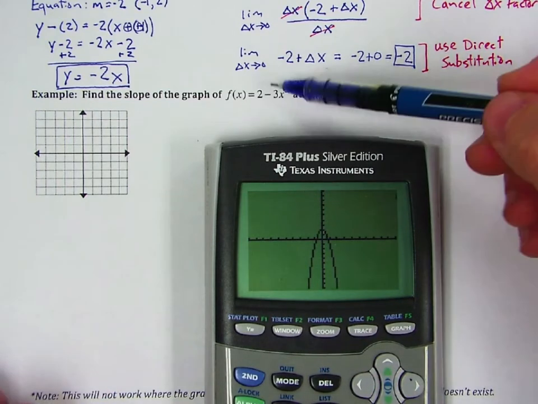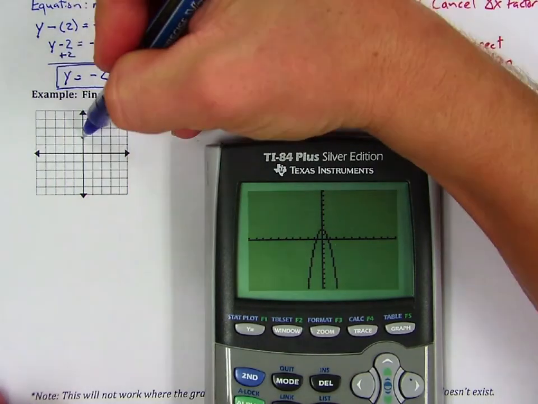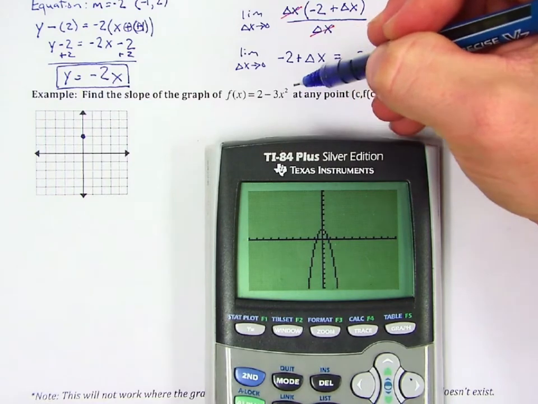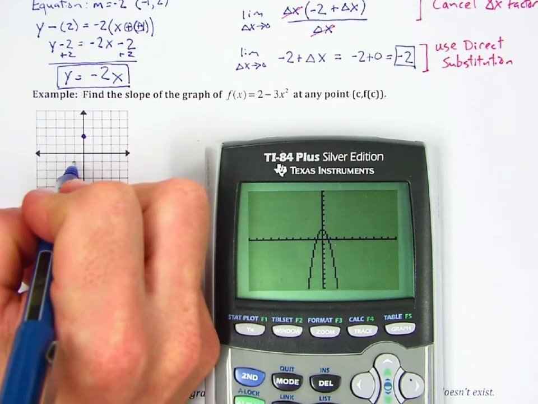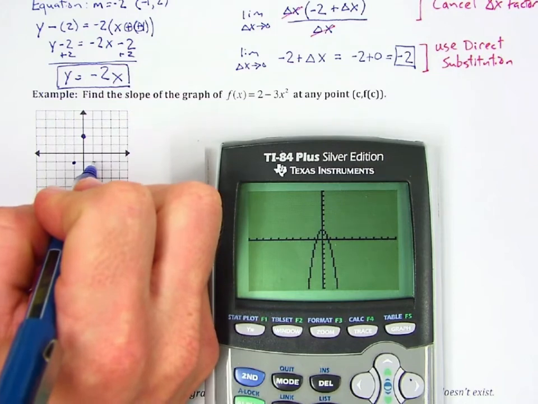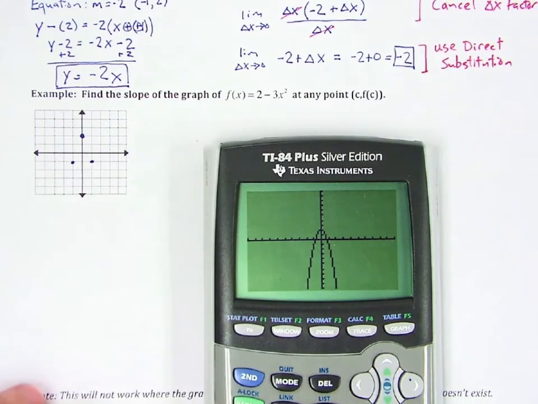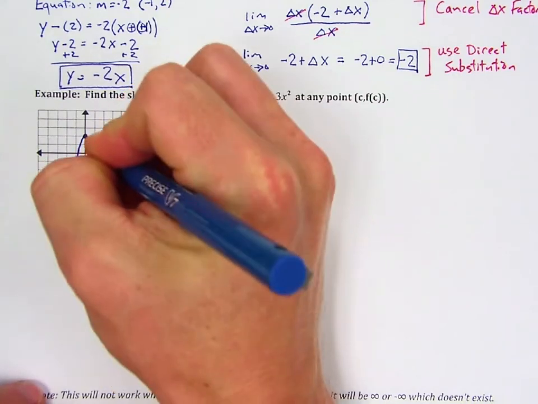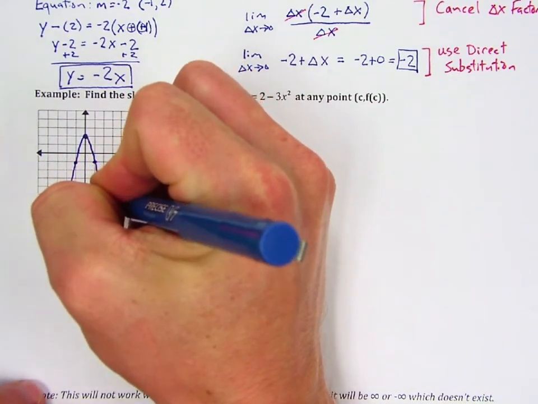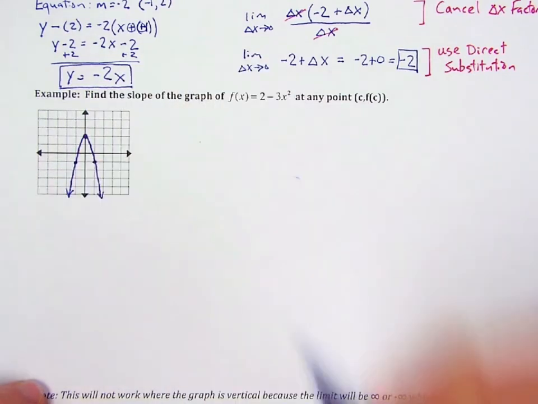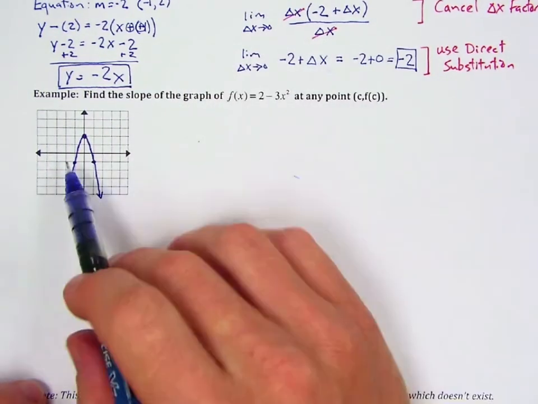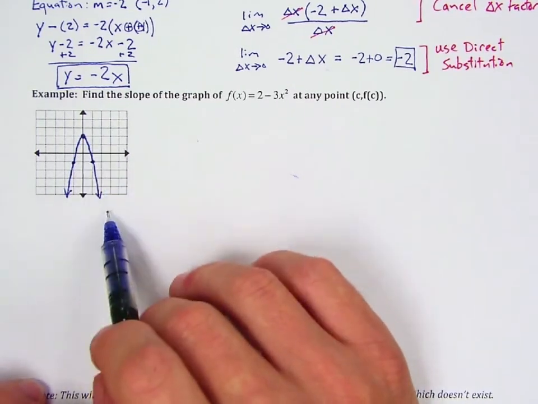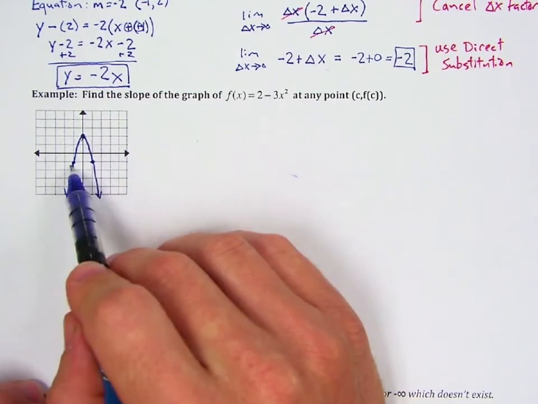So we know it's going to intersect at (0, 2). And then as we move 1 to the right and left, it goes down 3. So it's kind of a steep looking graph there. And what we're trying to do now is find the slope of this at any point along this function, whether it be here or anywhere.